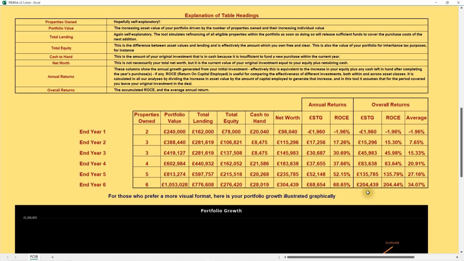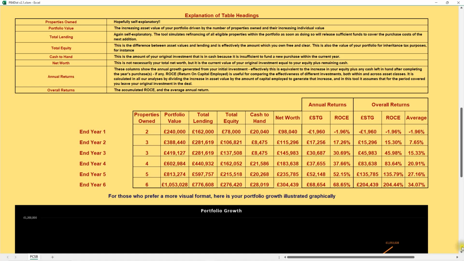So in this case, after 6 years, the amount you actually own of your portfolio, 204,439, beg your pardon. The total amount by which your stake has increased, 204,439, or a total of 204%, averaged over the 6 years, 34% per year. So these are the figures where we look to see what the effect of our changes in the parameters have been.